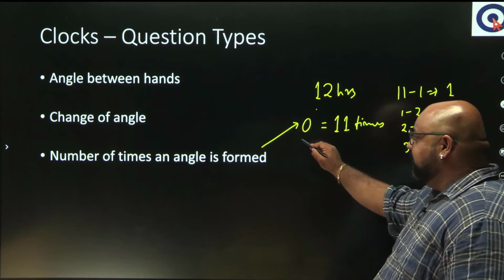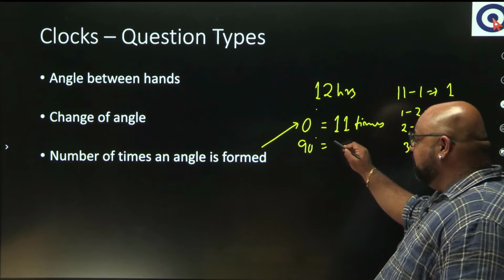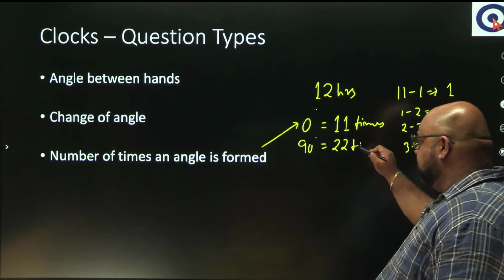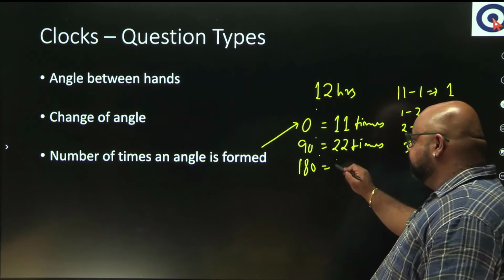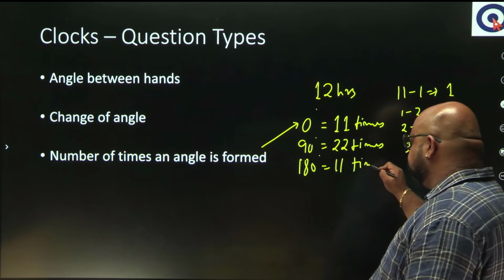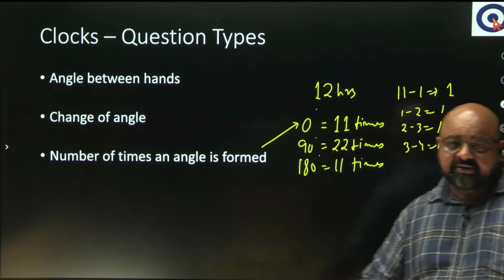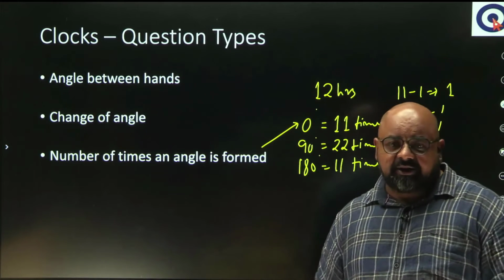Similarly, this can be remembered that 90 degree will be formed 22 times and 180 degree will be formed 11 times in 12 hours. Every 12 hours, the pattern will keep on repeating.